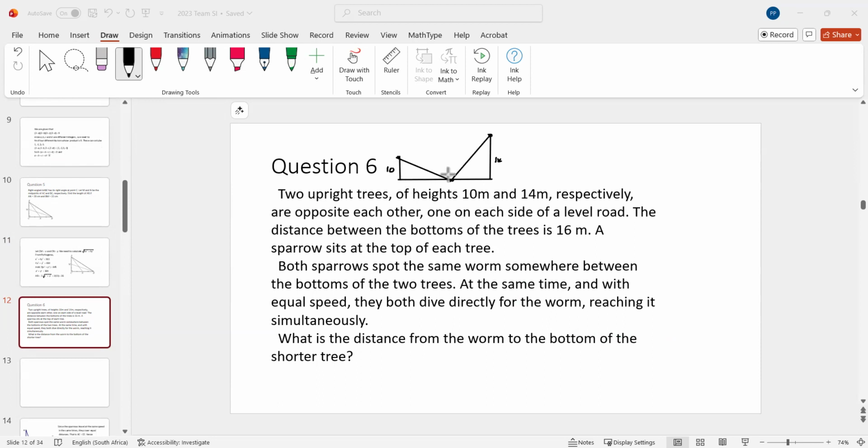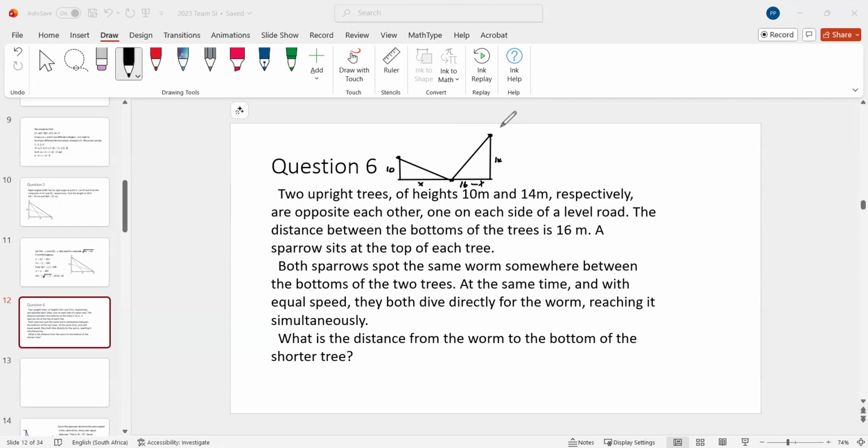So this is the shorter tree, and this is the taller tree. So the question is, what is the distance from the worm to the bottom of this tree? So we can call this x. This whole distance is 16. So this will be 16 minus x.